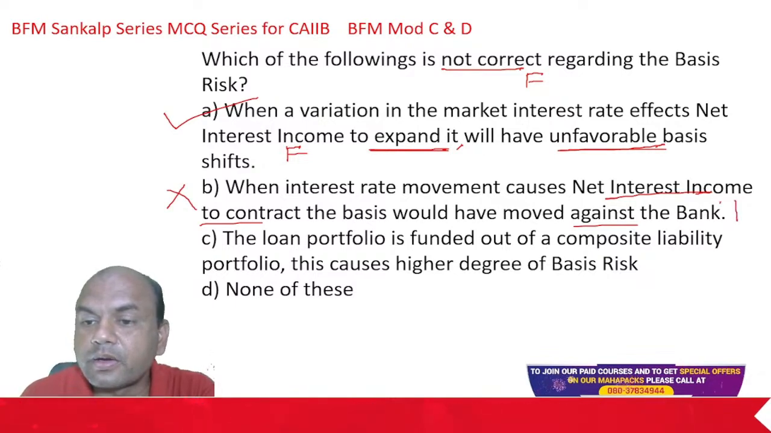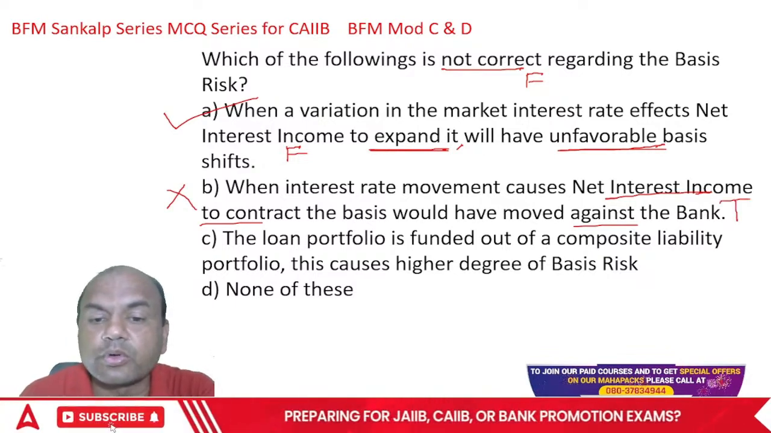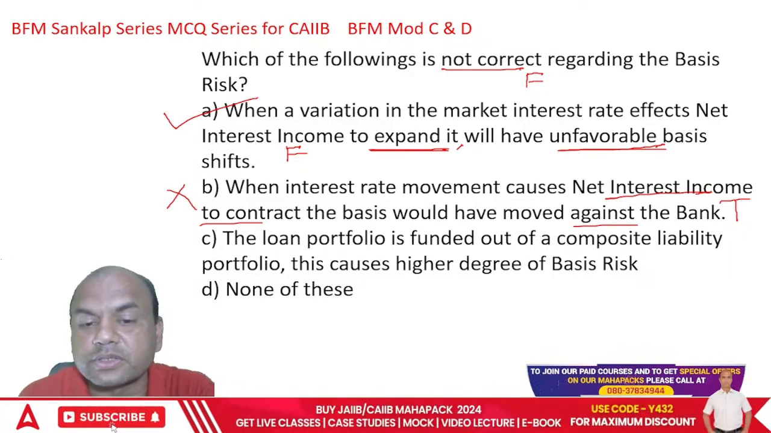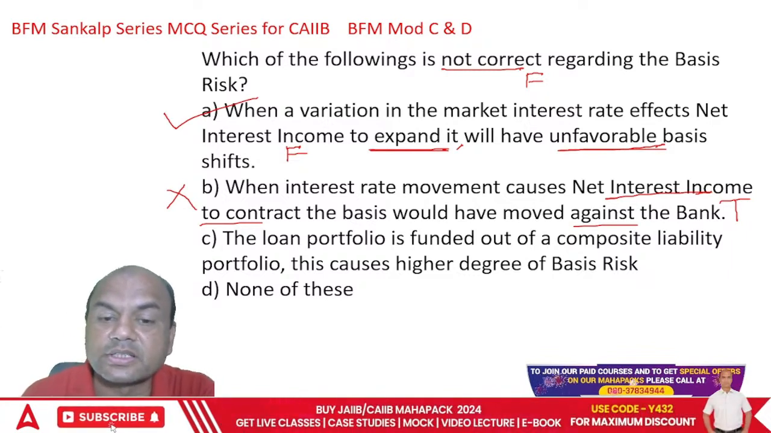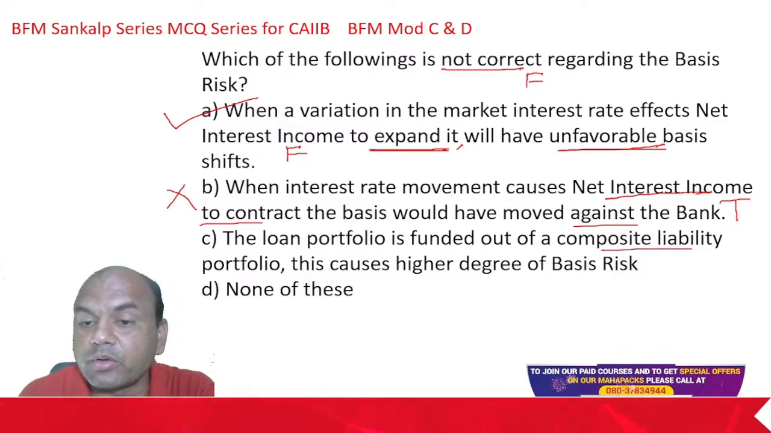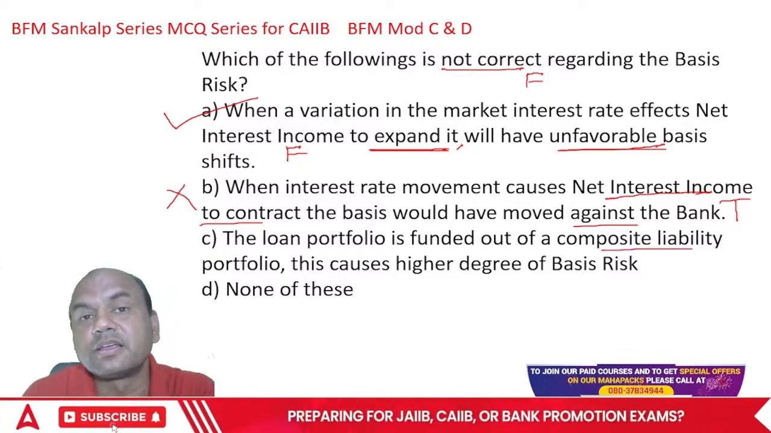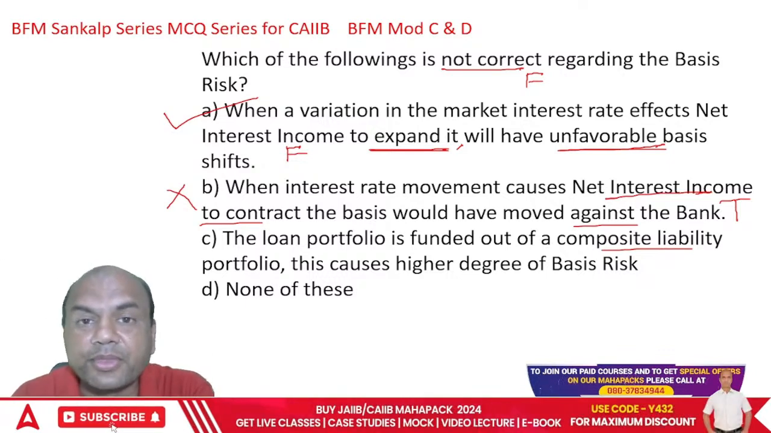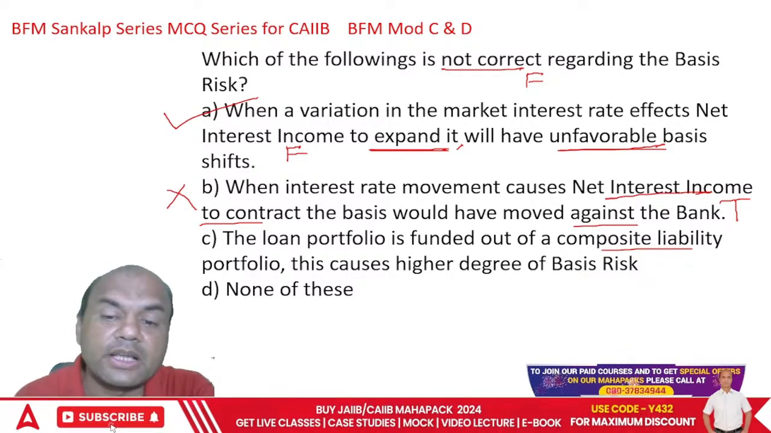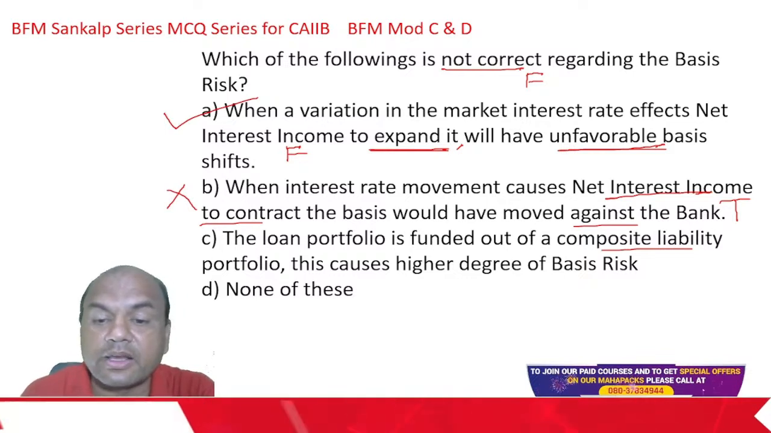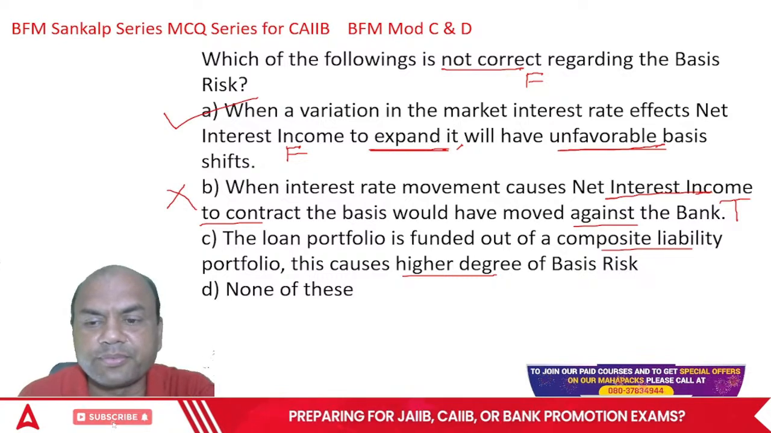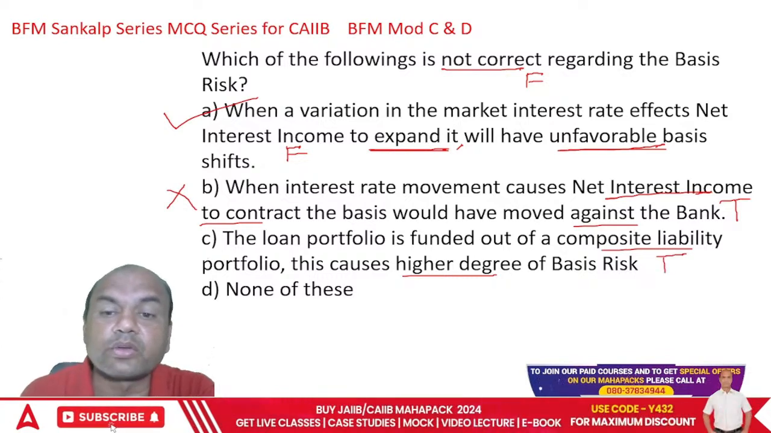The loan portfolio is funded out of a composite liability portfolio. This causes higher degree of basis risk. See here, composite liability. Composite means various liabilities. Liabilities can be saving, can be current, can be FD. So if I am having the composite liabilities, this will cause a higher degree of risk to me. Obviously, because all will change in different magnitudes. So that is true. We want a false one.